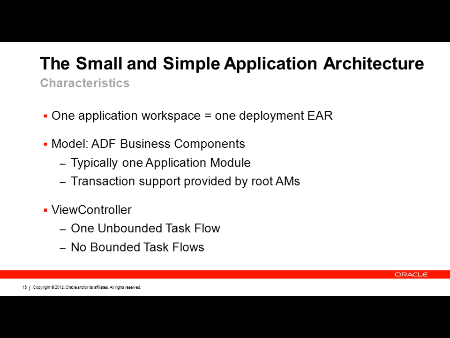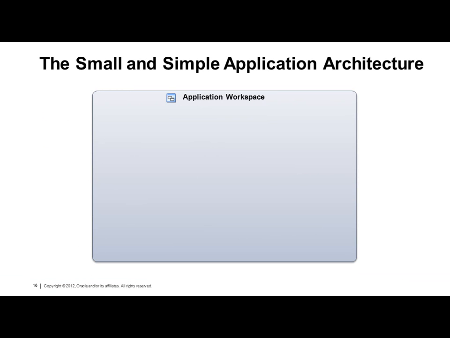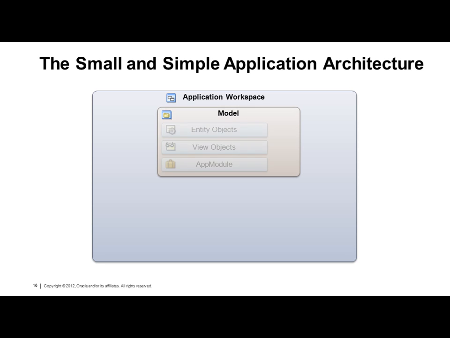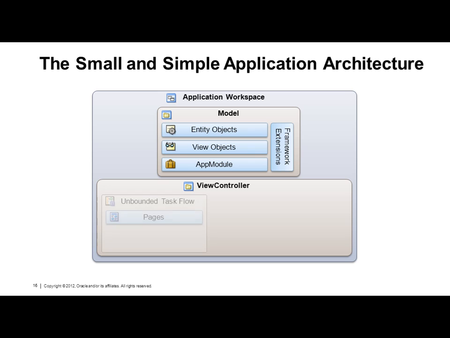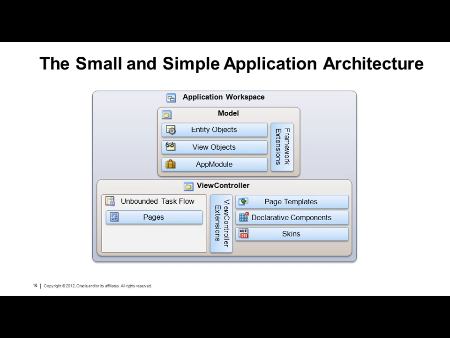Now, those are obviously bullet points, a little bit hard to digest. Let's show this in a diagrammatic format so it'll be easier to understand. What we're going to start out with is one application workspace. And in that application workspace, we're going to have a model project, which is made up of a number of business components, such as entity objects, view objects, application modules, and potentially framework extensions. In the view controller project, we're going to have an unbounded task flow made up of one-to-many pages. In addition, that view controller project may be comprised of other reusable constructs in ADF, such as page templates, declarative components, skins, and view controller extensions.